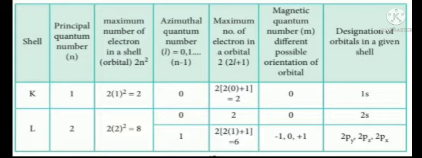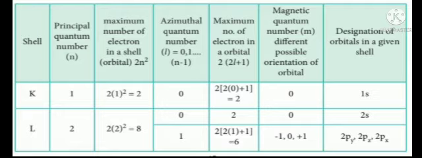It contains 3 values. They are designated as 2px, 2py and 2pz orbitals. Here, the 2 represents the principal quantum number. The p represents the azimuthal quantum number. For L equal to 1, it represents p orbital. Here, the x, y, z represents the direction.